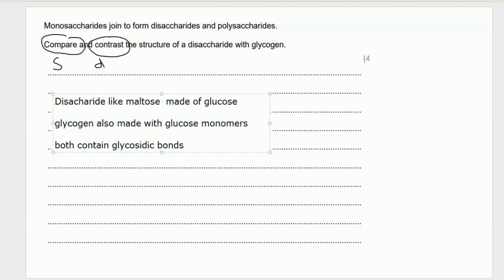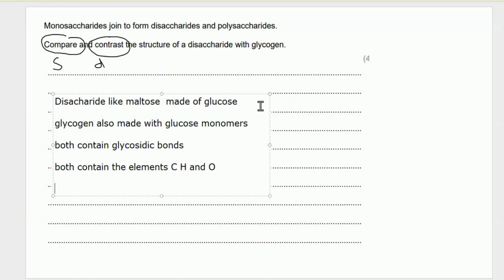Both contain glycosidic bonds. So both glycogen and disaccharides contain glycosidic bonds. Both contain the elements carbon, hydrogen, and oxygen. So there's quite a few similarities there. I'd say the best ones to go for, for your 2 marks out of the 4 for similarities, are they both contain glycosidic bonds and both contain carbon, hydrogen, and oxygen.